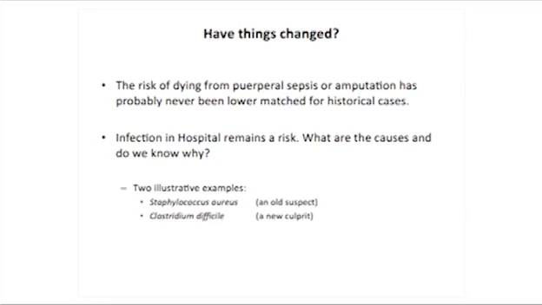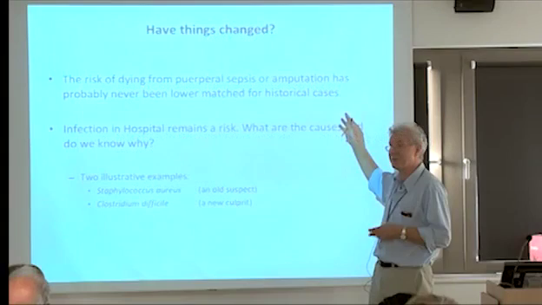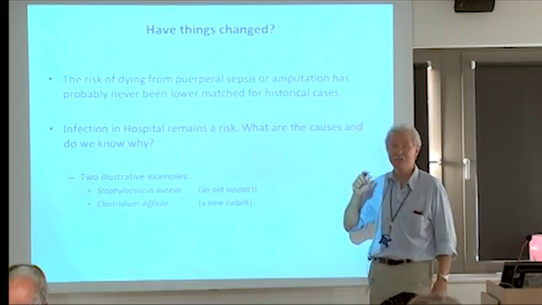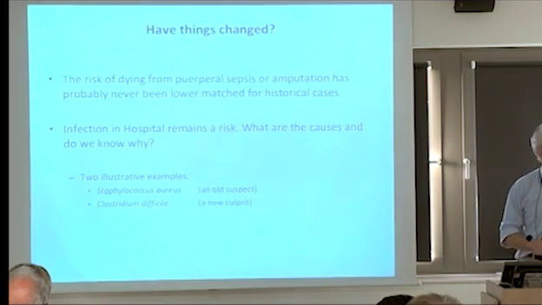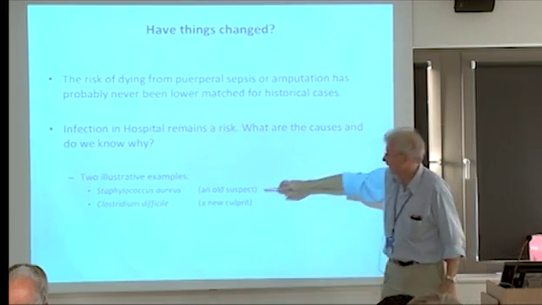Just to reassure you a little bit, the risk of dying from puerperal sepsis, that's having babies, or amputation, has probably never been lower, matched for historical cases. Never. And matched for age, it's never been safer to be in a hospital. I know that sounds funny, because the media has represented things in a bit of a different way, and there are good reasons why the media has been upset. I'm not disputing that, but despite that, even 50, and certainly 100 years ago, it was much less safe to be in hospital. Your chances of dying were manifold higher. Okay? But we've still got a problem, and I'm going to go through those.